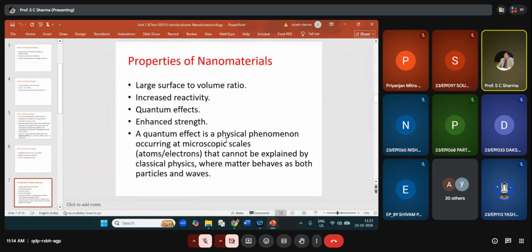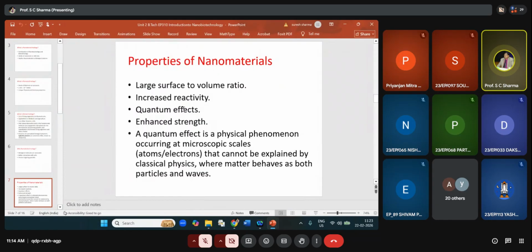For example, carbon. If we take carbon nanotube and graphene, all the properties I have explained relate to carbon nanotube and then graphene, because of high electrical conductivity, high thermal conductivity, and large surface to volume ratio. Okay, a large surface to volume ratio increases reactivity because of this.